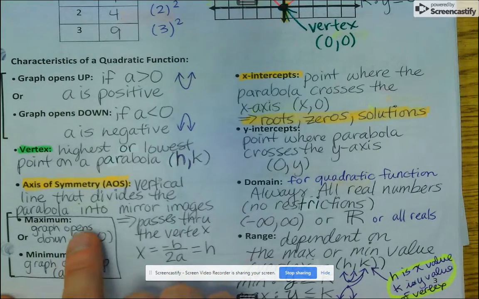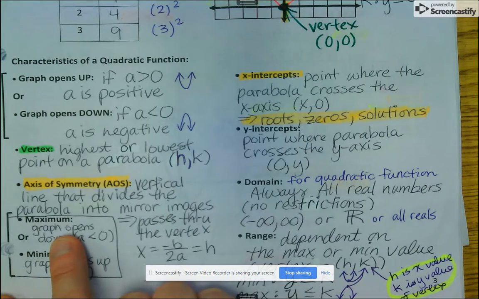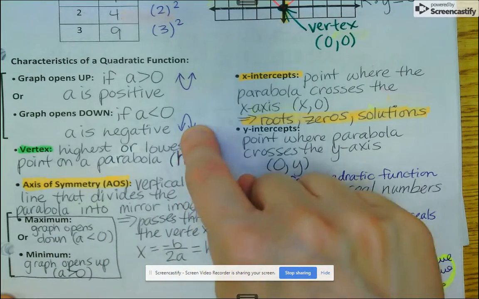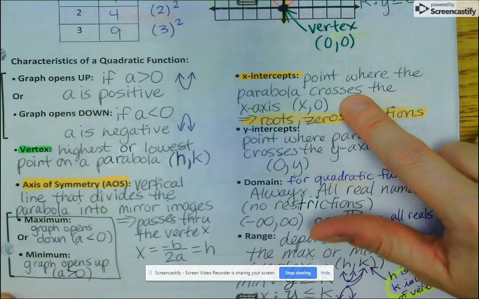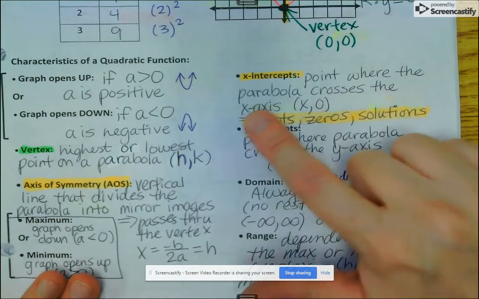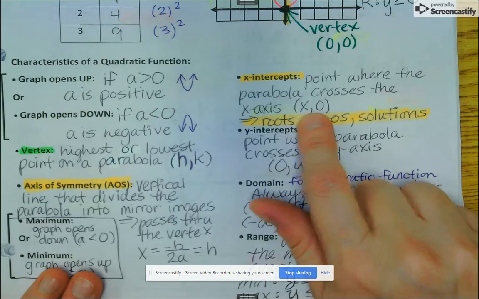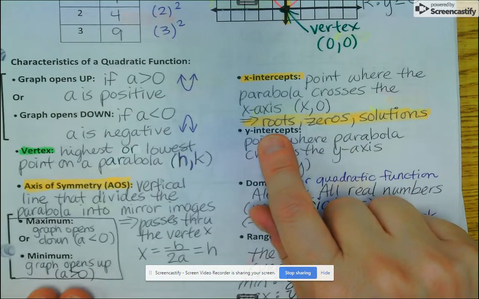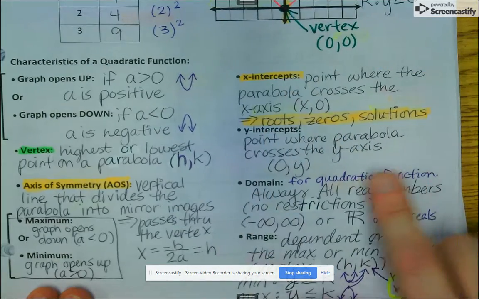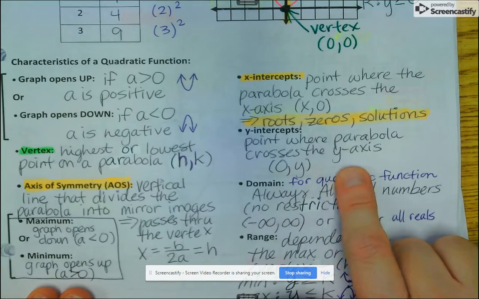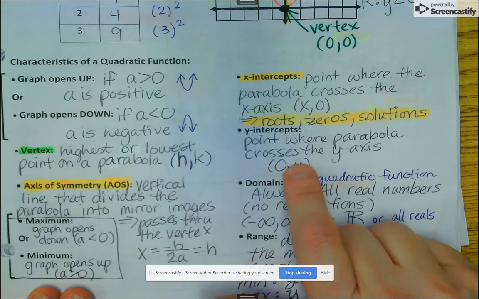As we talked about before, max and min. If a is negative, it opens down, and you're going to have a maximum. And if a is positive, it opens up, and you're going to have a minimum. An x-intercept is a point where the parabola crosses the x-axis. It always is in this format: it's a coordinate point, x, comma, 0. Roots, zeros, solutions are all words for x-intercepts. Make sure you know those. The point where the parabola crosses the y-axis is the y-intercept. It's always a coordinate point. It starts with 0, comma, and a number.